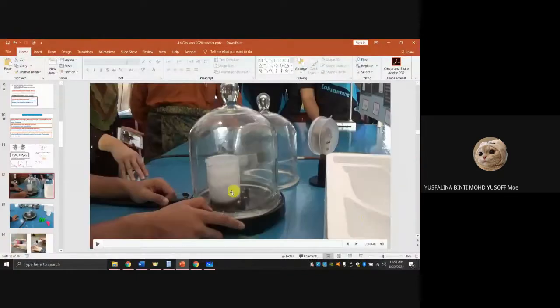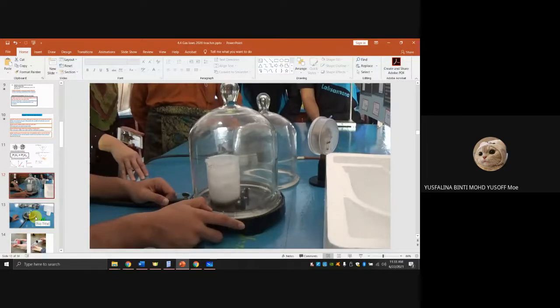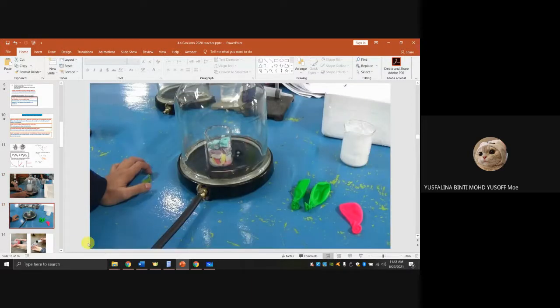Right. So that's not an experiment. That one is actually the activity or demo to prove Boyle's law.